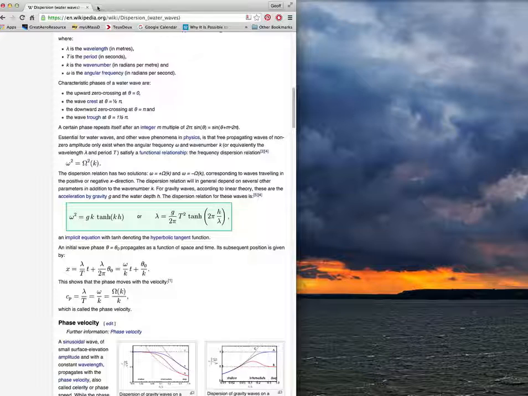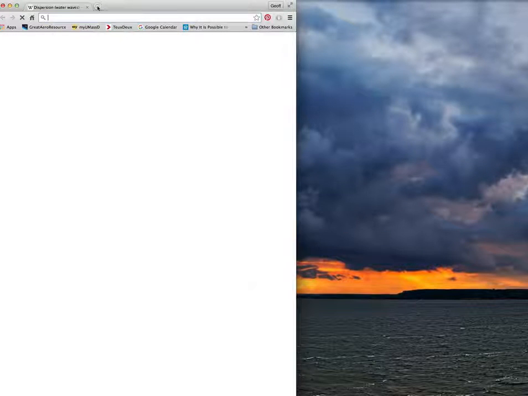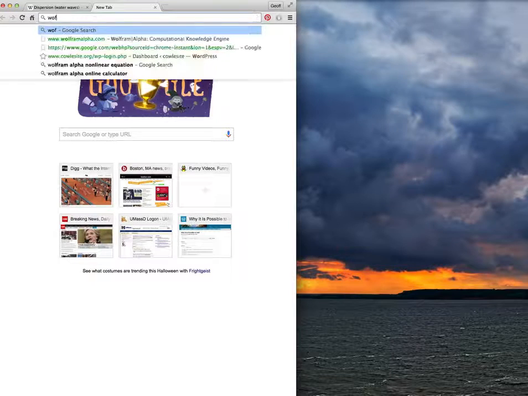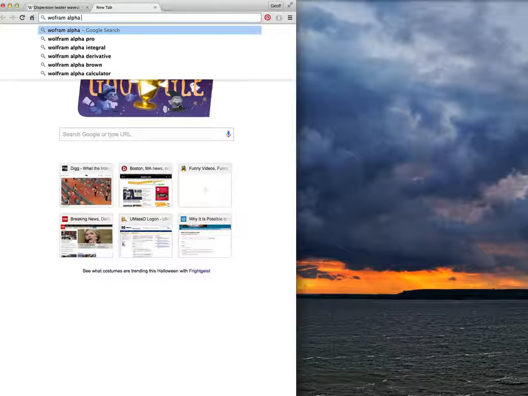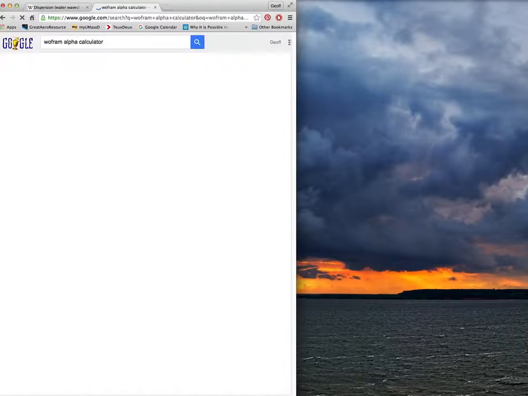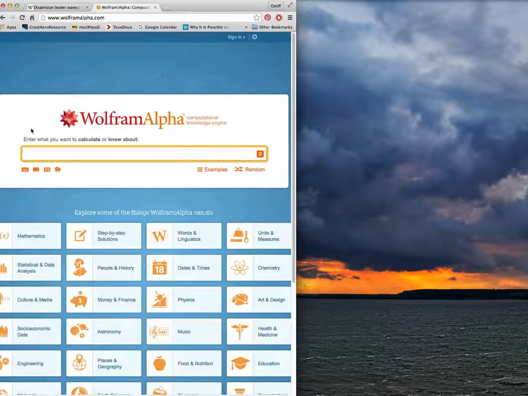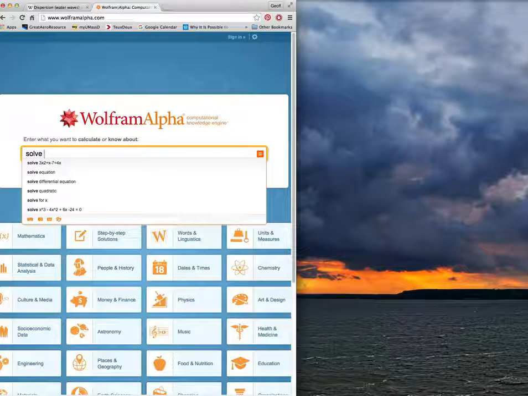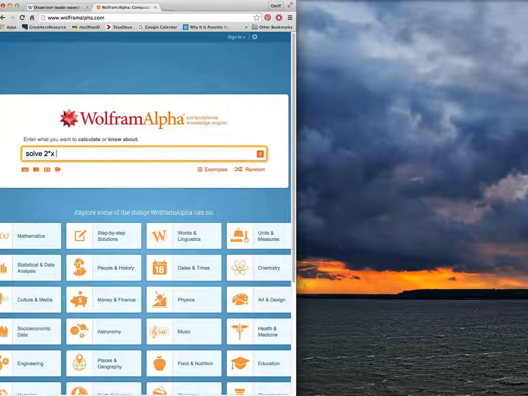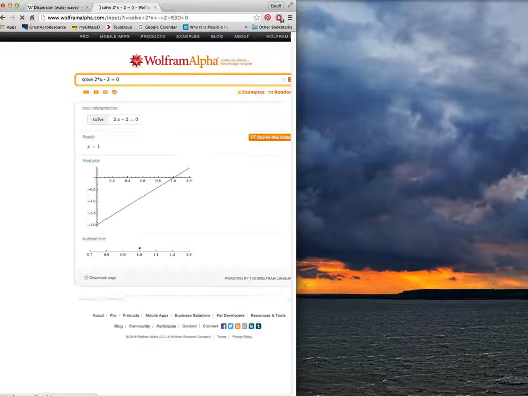Let's just see, I'm going to try this Wolfram Alpha calculator. This is an online resource. I don't use it much. You end up having to pay for some things, but it's worth a try. So for example, if you want to solve an equation, you say solve 2 times x minus 2 equals 0, right? So what's the solution of that equation? It's x equals 1. Let's see if Wolfram can solve it. Return. Okay, x equals 1.